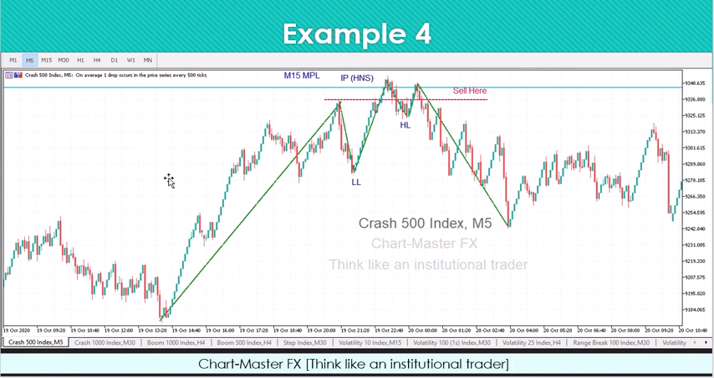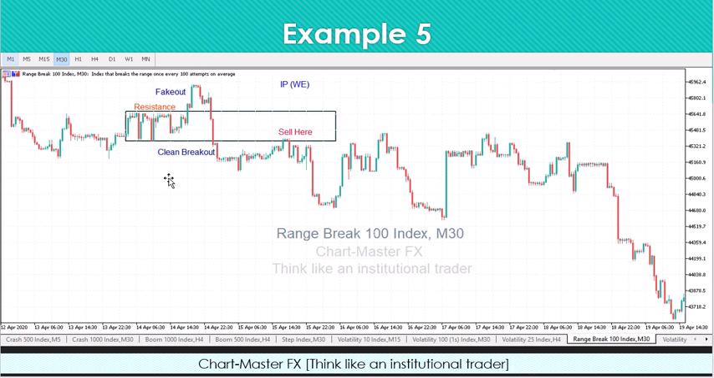Let's go to example number 5. On example number 5, here we are on Range Break 100 Index M30. So guys, as you can see here, we are dealing with the whipsaw engulfing. So what happens in the whipsaw engulfing, guys? We have a rally base rally. So what happened once we have a rally base rally? So this is the kind of fake out that I'm talking about.